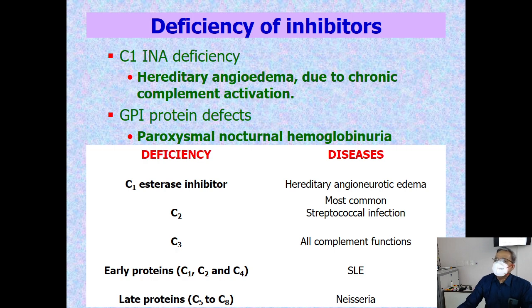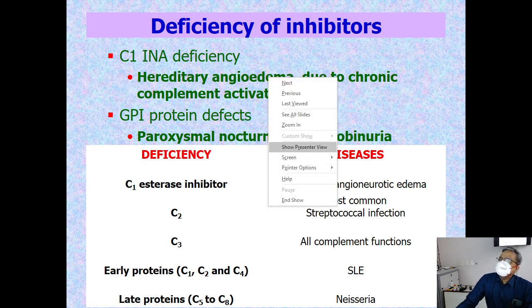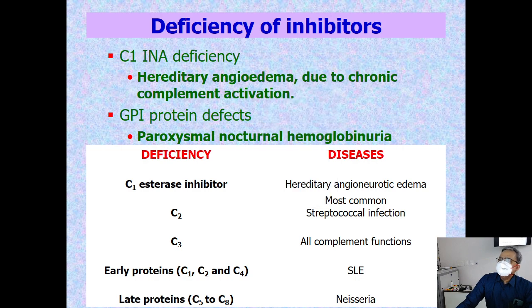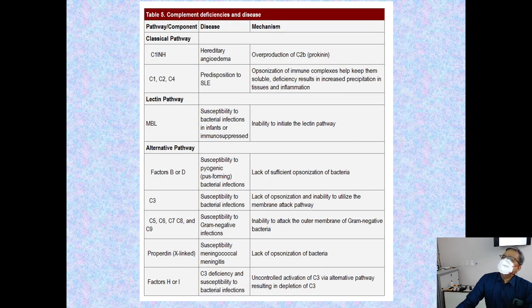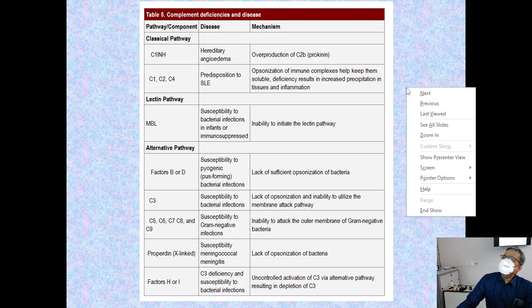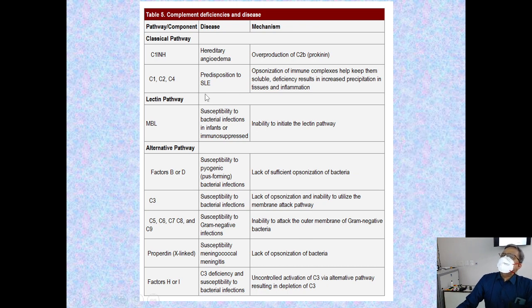Okay, so what happens? Let us look at it. I think there is a subsequent slide. I'll be coming to this. So what happens when there is a deficiency? If this is a better slide. Yeah. So here we have what happens in the classical pathway deficiency.